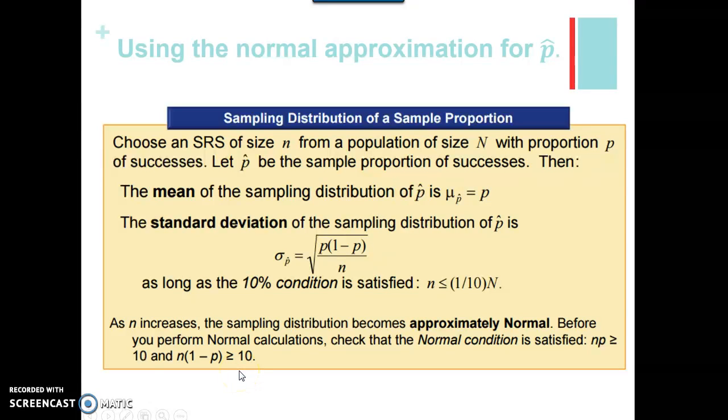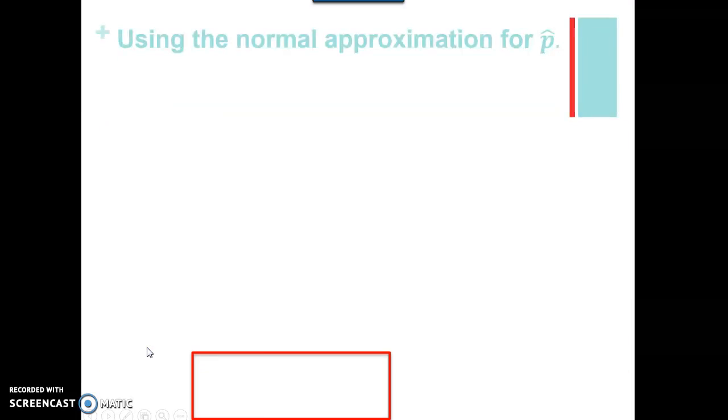Remember, that's the tipping point between where it's going to start to look approximately normal and not look approximately normal. So before you do any of these calculations, you're going to want to state the population is 10 times the sample size in context, and show the numbers plugged into these two to show that you can do normal calculations.